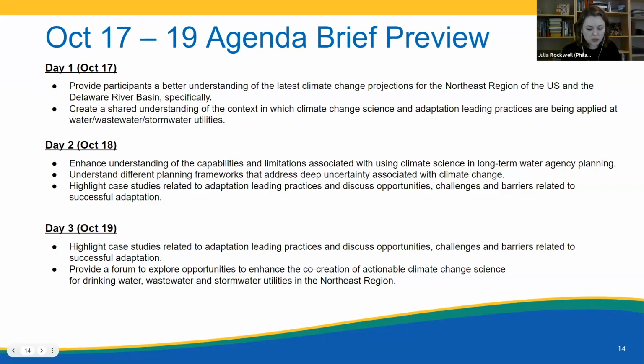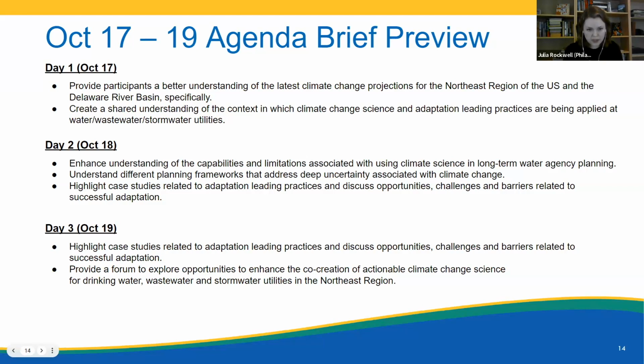And then on day 2, we'll focus on decision-making under deep uncertainty, including enhancing our understanding of the capabilities and limitations associated with using climate science, diving into some planning frameworks that can support us in decision-making, and reviewing case studies related to adaptation leading practices.